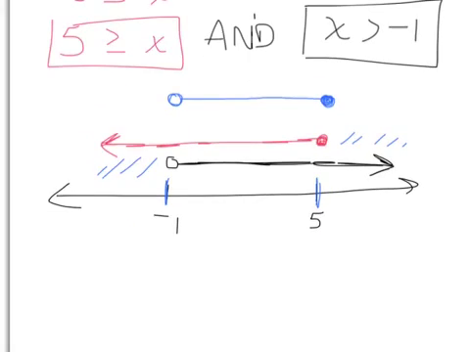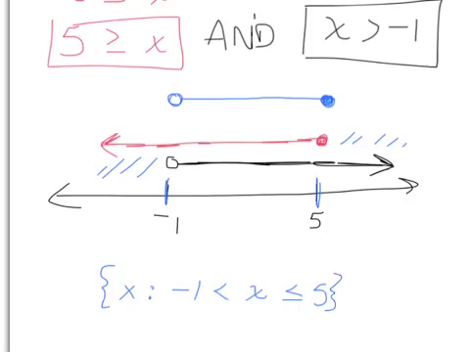I want to start at negative 1 and go to 5, but I want to remember that my answer does not include negative 1. So it's negative 1 less than x less than or equal to 5. This could also be thought of that x is between negative 1 and 5, including 5.